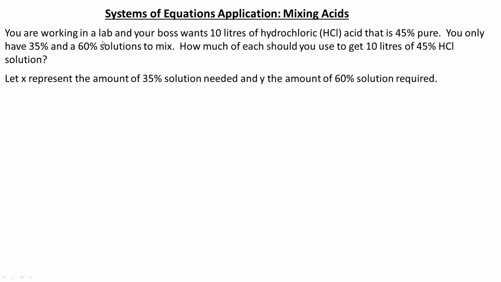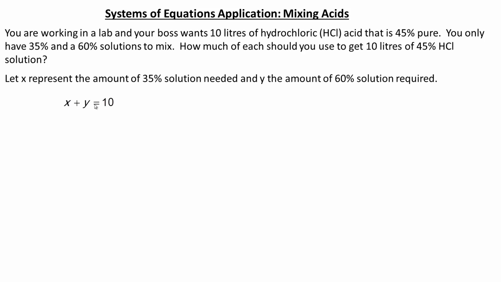Now the first sentence: your boss wants 10 liters of this stuff. So the amount that you're mixing has to add up to 10 liters. You can't mix 1 liter of one and 2 liters of another and magically think you're going to get 10 liters. The two numbers have to add up to 10. So an equation that represents that is X plus Y equals 10. That's often what I call the total amount equation. It has to do with the total amount of stuff we're making.